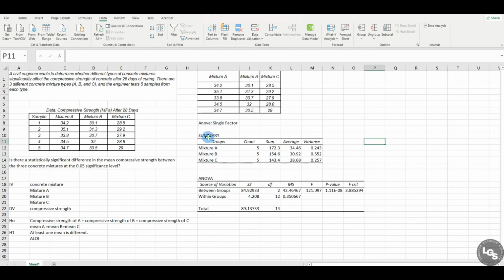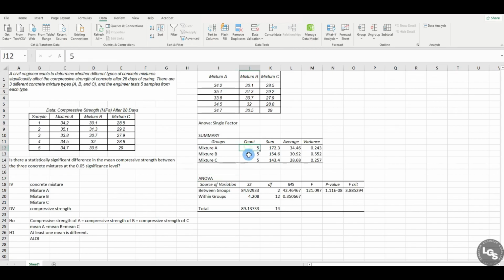So we can see here the summary and the ANOVA. For the summary, we can check the count. The count means the number of trials or samples per group. The groups are the different mixtures. So we have mixture A, mixture B, and mixture C, and each group has 5 samples.